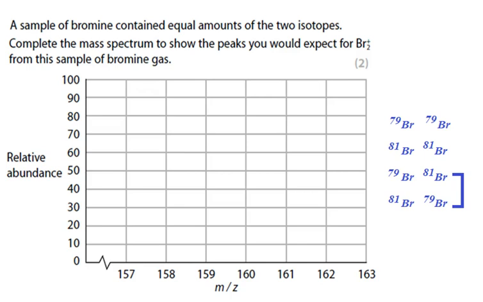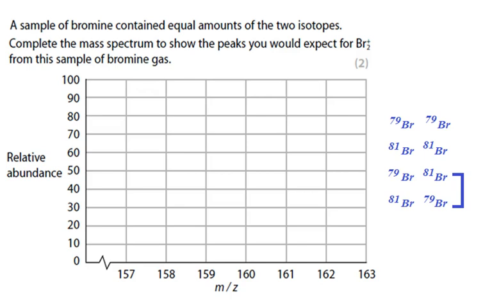Now Br2 means I have two atoms of bromine, but these two atoms could either be both 79 or both 81, or one of them 79 and the other 81, but then it could be either the first one 79 and the other 81, or the first one 81 and the other 79. So these are the four different options that we could have.